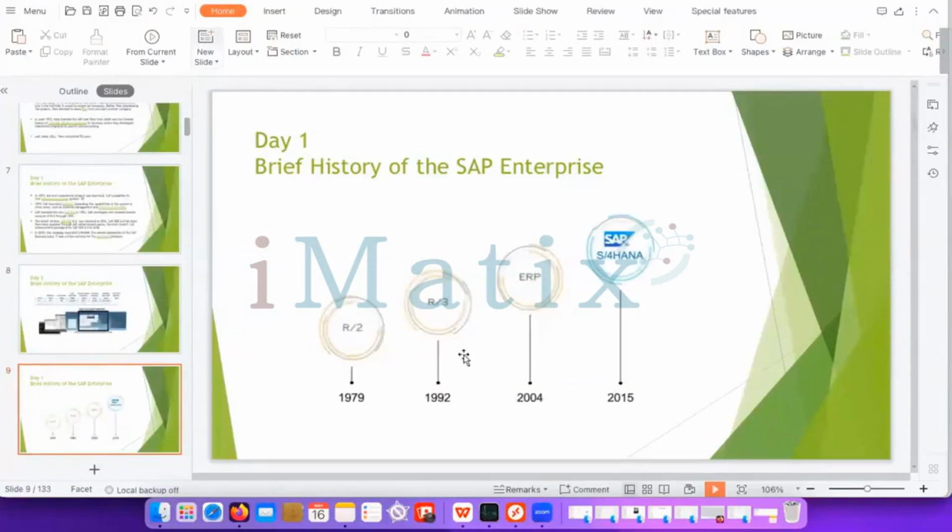In 2004, they came up with a very popular product, SAP ERP. Under ERP, we got different versions, ERP 5.0, 6.0. And then in 2015, they came up with a new product that is known as S4HANA. S4HANA means Suite for HANA.